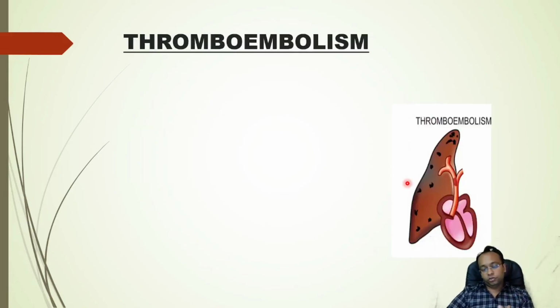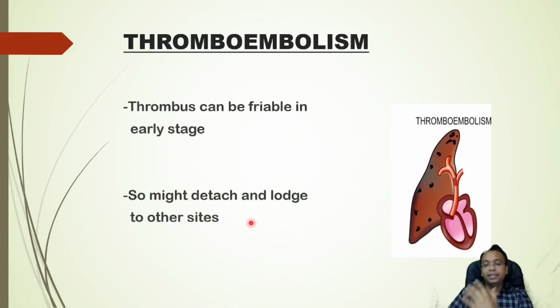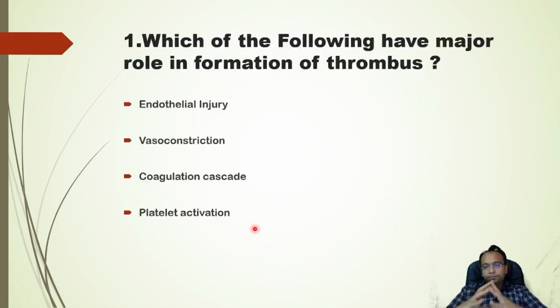But sometimes the thrombus in the early stage can be dislodged and can travel to another area of our body. That is known by the name embolism, thromboembolism, right? The thrombus can be friable in the early stage, so it might detach and lodge into another site, right? That is thromboembolism. From the heart, suppose it spreads to the liver or brain, then it is thromboembolism. All right. So that was all about thrombosis, right? We have discussed the definition, morphology, pathogenesis, difference between arterial and venous thrombus, and finally we have seen the fate of thrombus. Now let's see MCQs.